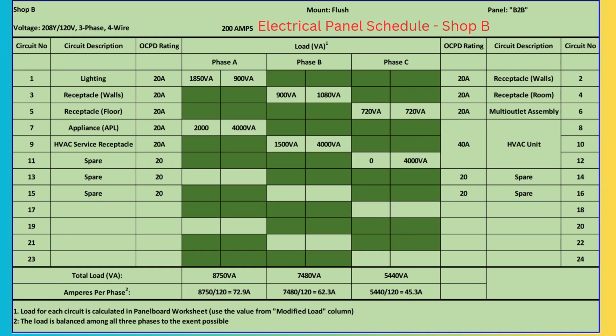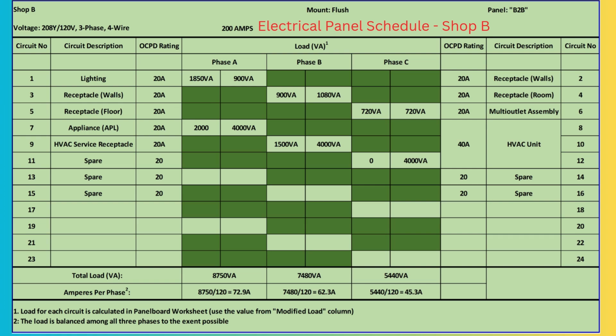This drawing is a panelboard schedule for Shop B, showing a 200-amp, 3-phase electrical system. It includes circuit numbers, descriptions, for example, lighting, receptacles, HVAC, and multi-outlet assemblies, OCPD ratings, and load values in VA, distributed across phases A, B, and C. The schedule provides total load calculations for each phase, ensuring proper load balancing and compliance with electrical standards. It also reserves spare circuits for future use and indicates ampere calculations for connected loads.